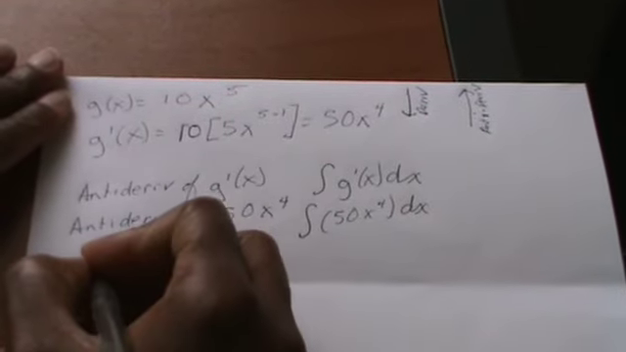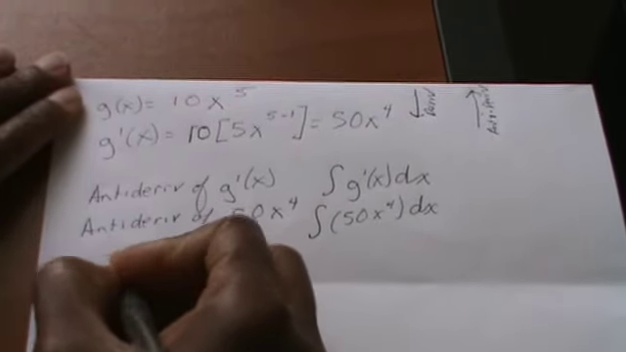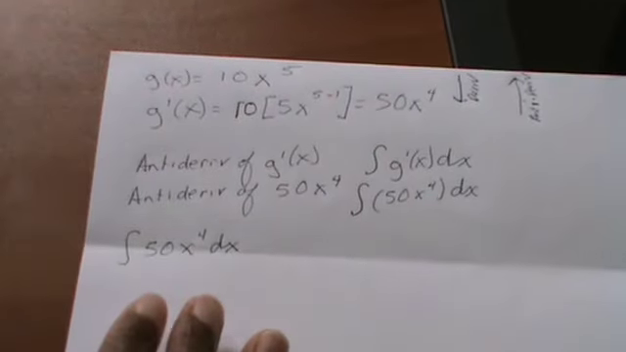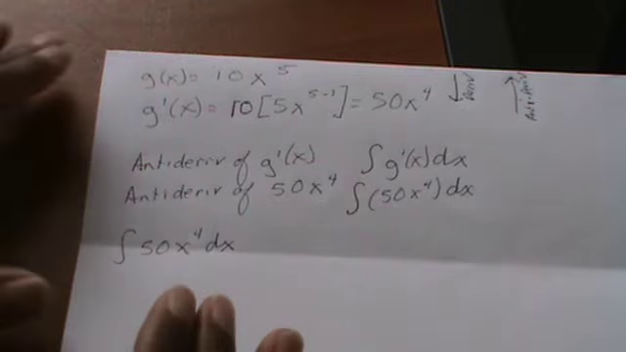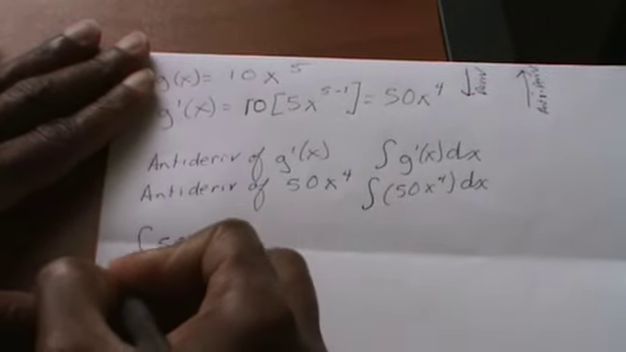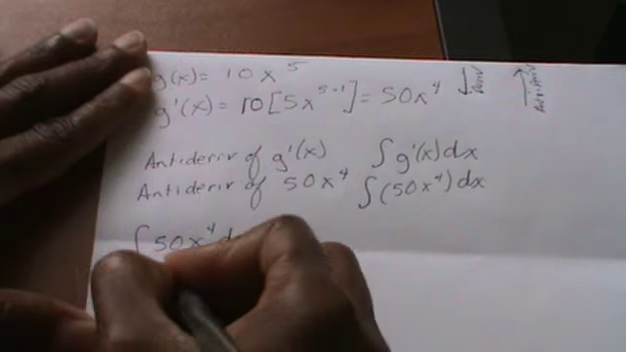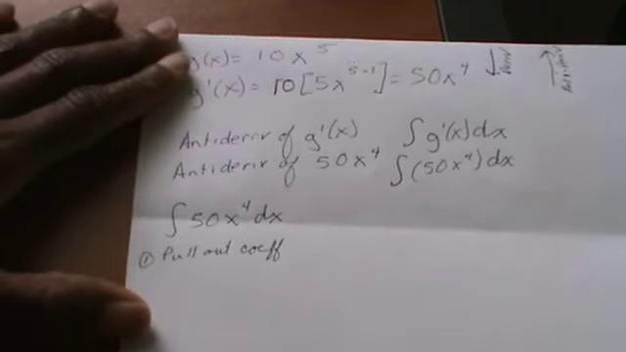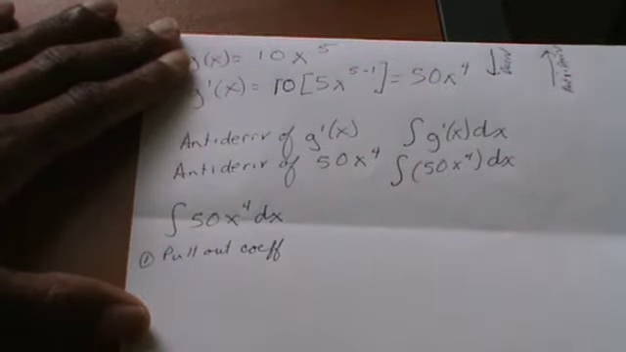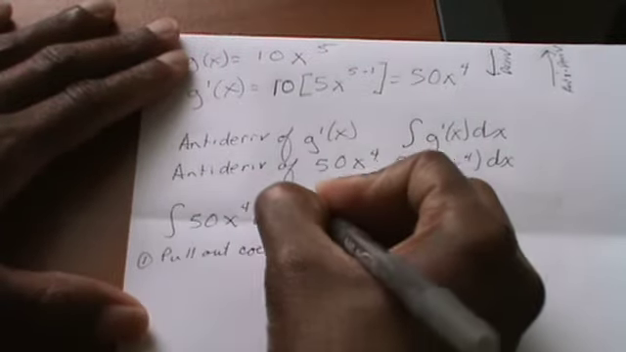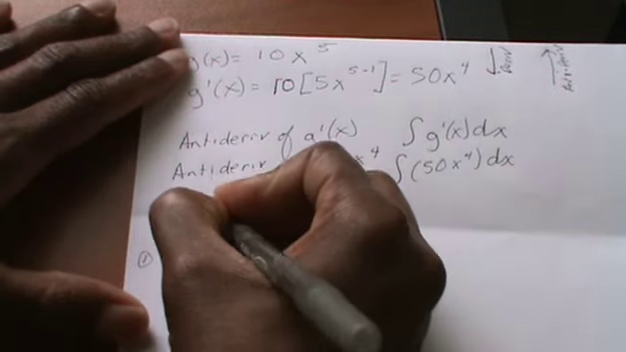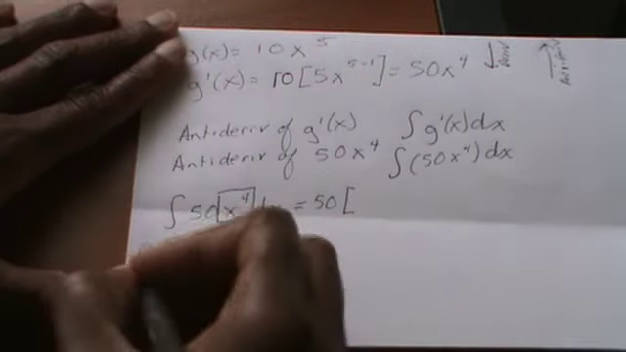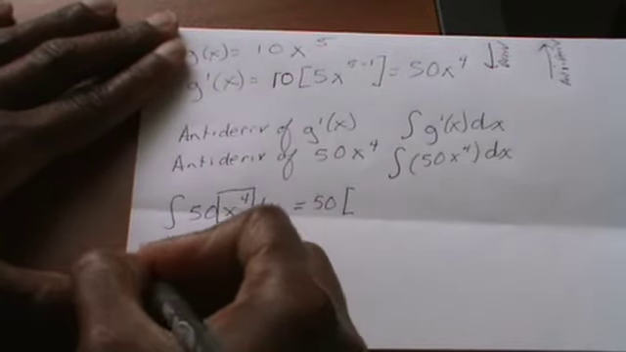So let's get to it. If I take the antiderivative of 50x to the 4th power dx, then you have to remember the steps that we have to take in order to get there. Step 1 is you'll pull out the coefficient. Just as with the derivative, with the antiderivative you also pull out the coefficient, because you want to get to the meaty part, you want to get to the x to the 4th and operate on that.